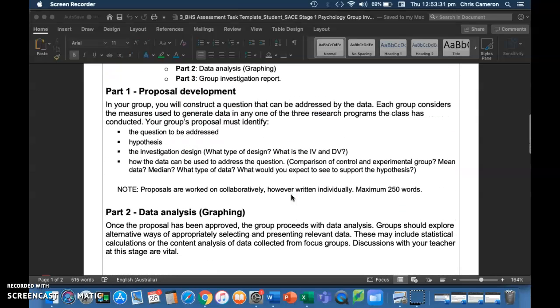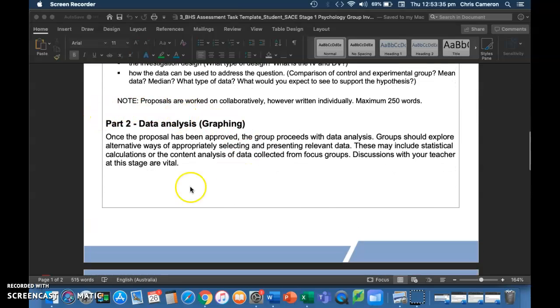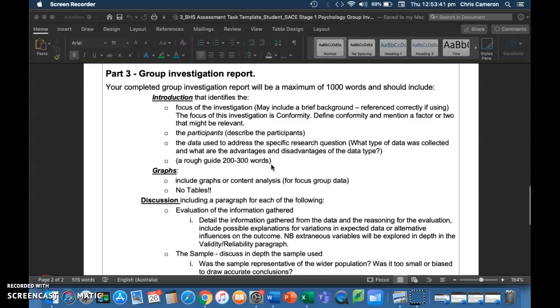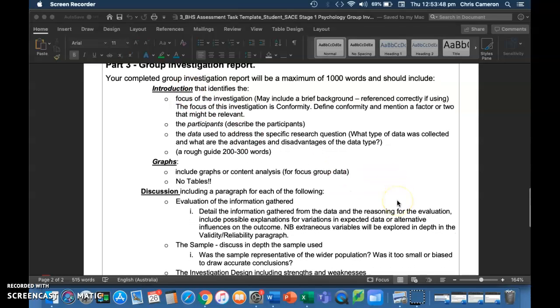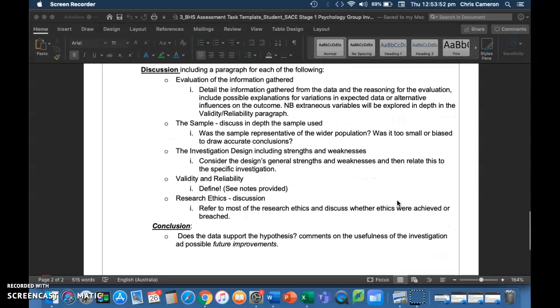So if we scroll down, part 1 is the proposal, part 2 is actually just the process of graphing, so having a look at your results and seeing what they mean. Part 3 is the actual group investigation report. Now there's another video that talks about the introduction, so have a look at that. There's a video that talks about the graphs. Now let's have a look at the discussion.